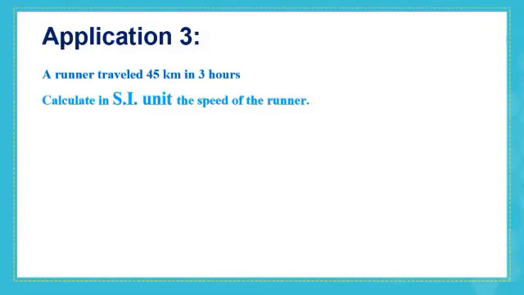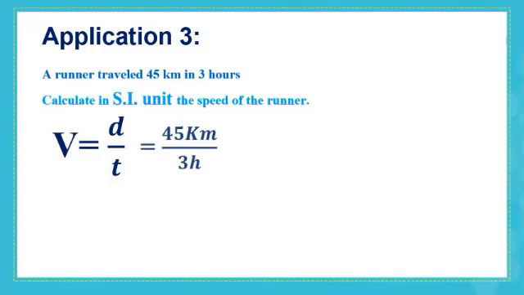A runner traveled 45 kilometers in 3 hours. Calculate in SI unit the speed of the runner. As we have learned, the SI unit of speed is meter per second. First, let's calculate the speed. Speed is equal to distance divided by time.